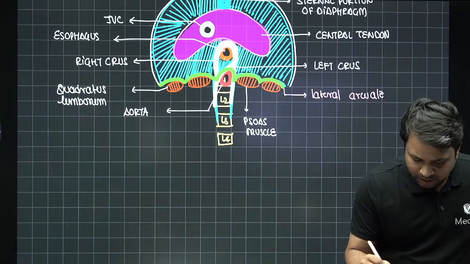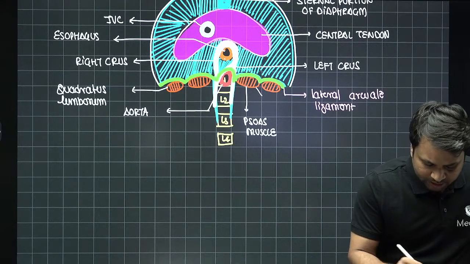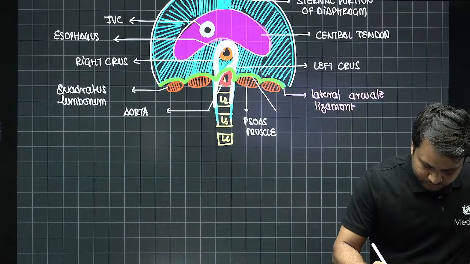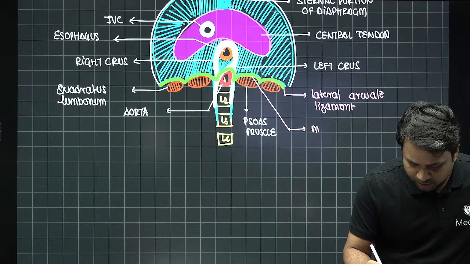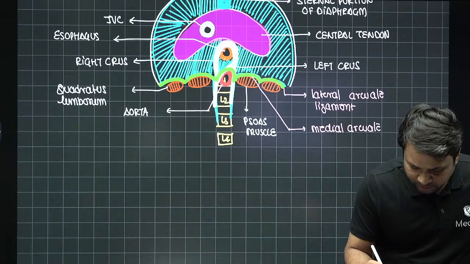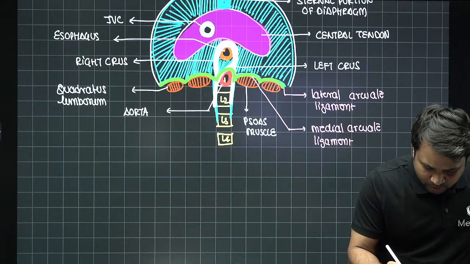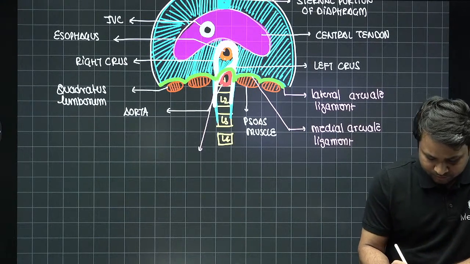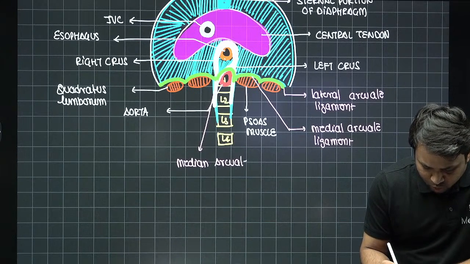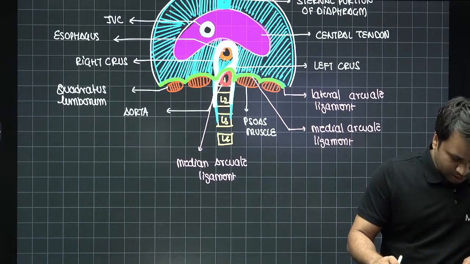This is going to be your lateral arcuate ligament. Obviously, the one which is present medially is going to be the medial arcuate ligament. And the one that is covering the aorta is what we call the median arcuate ligament, right?